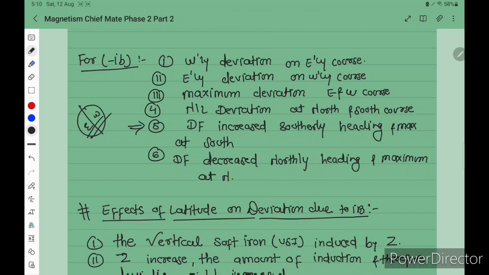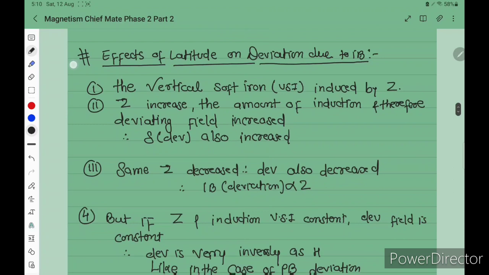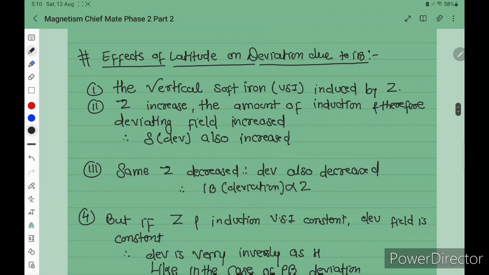Maximum deviation is on east and west course. Nil deviation on north and south course. DF increases on southerly heading and is maximum at south. DF decreases on northerly heading and is maximum at north. Effect of latitude on deviation due to IB.